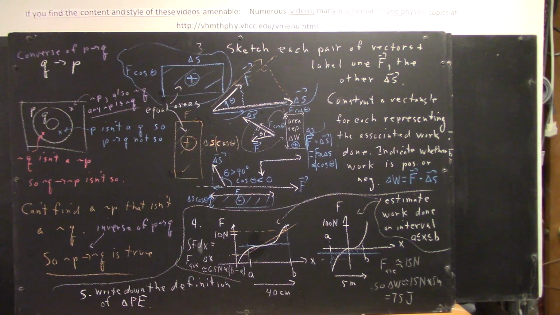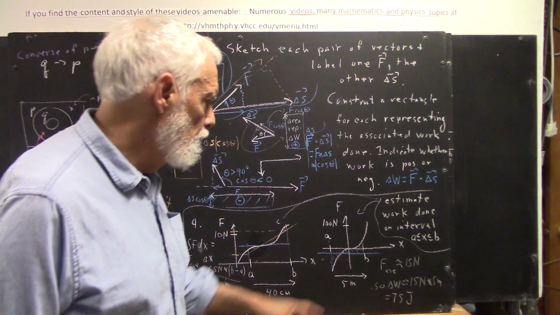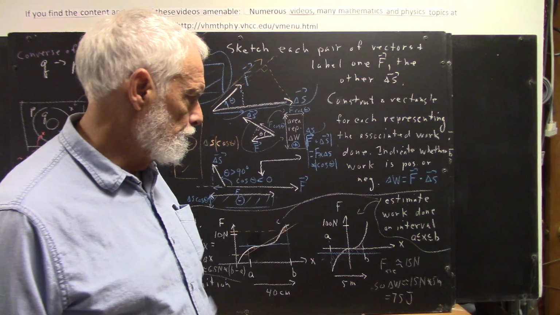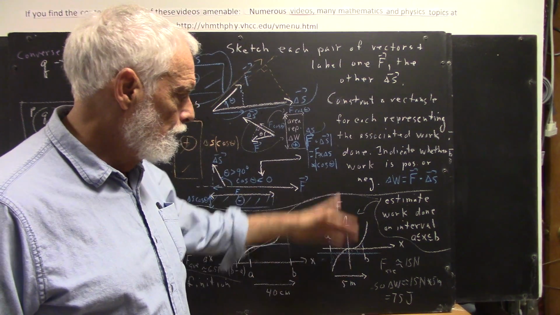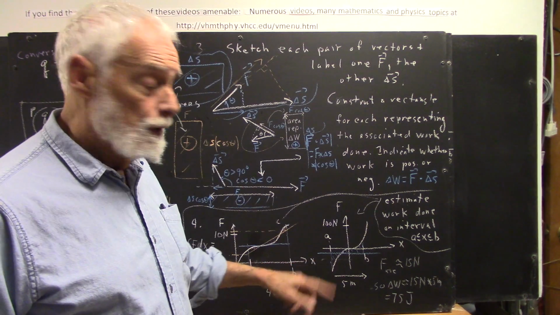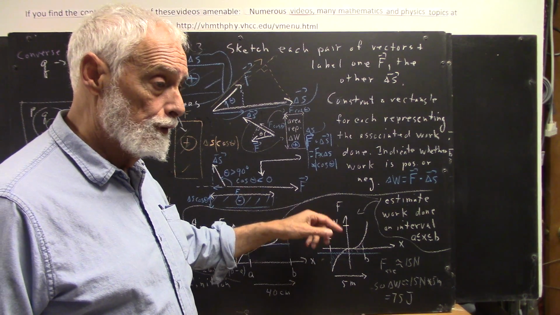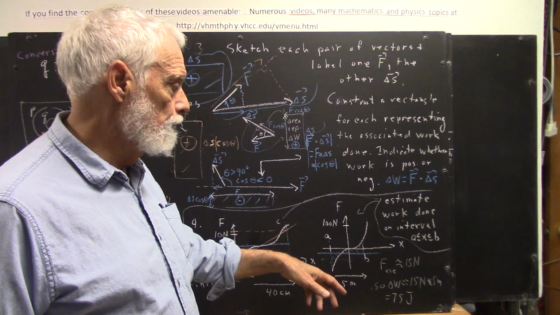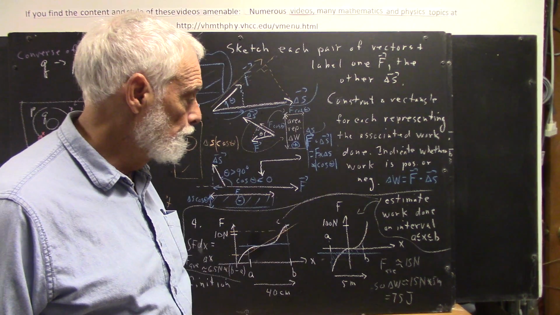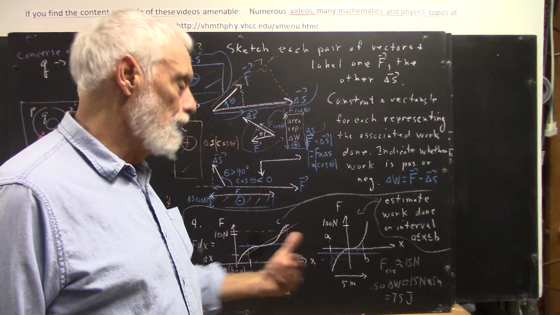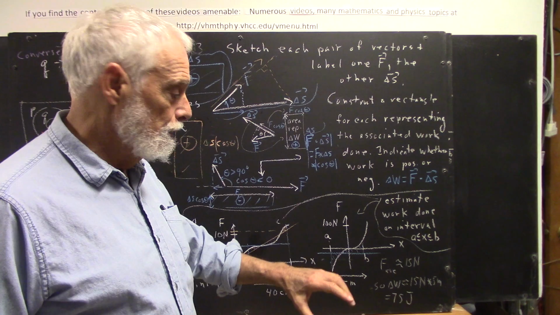Okay? Over here, looks like the area between the curve and the x-axis, well, the integral of this function is negative. So if this is a conservative force, then the change in potential energy due to this conservative force is going to be positive because the work done is negative.